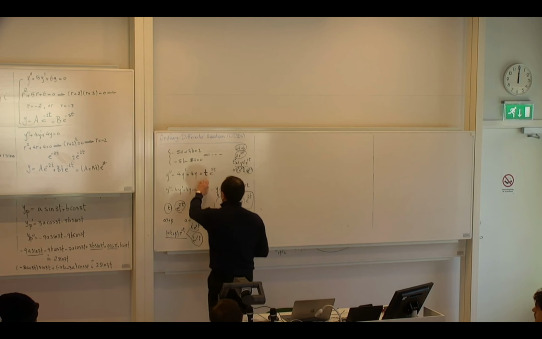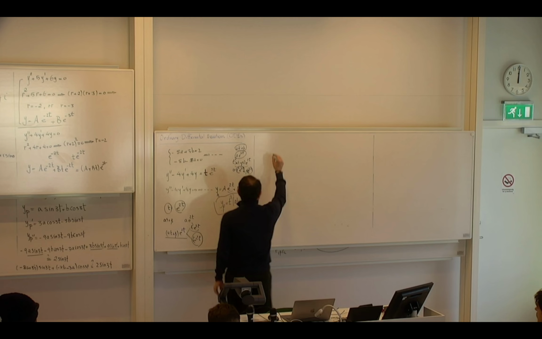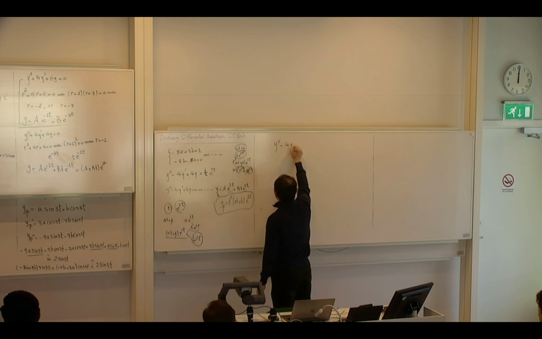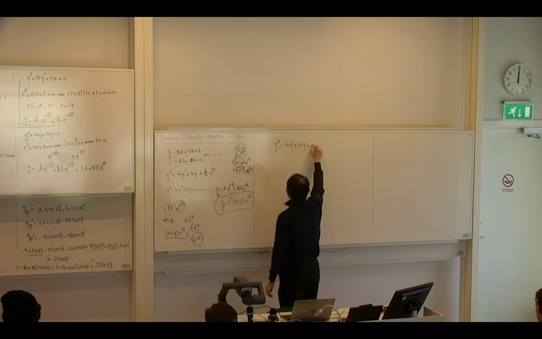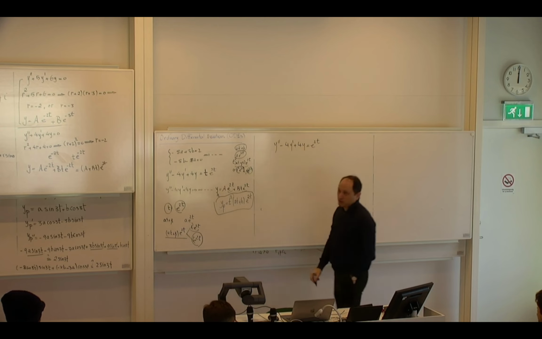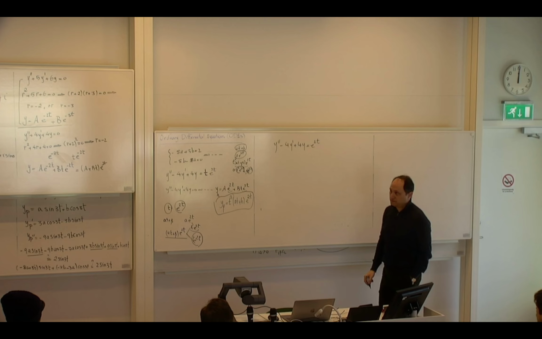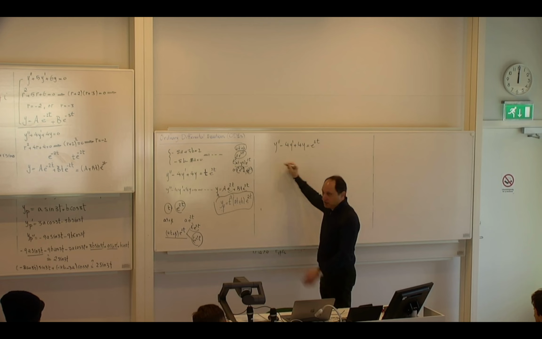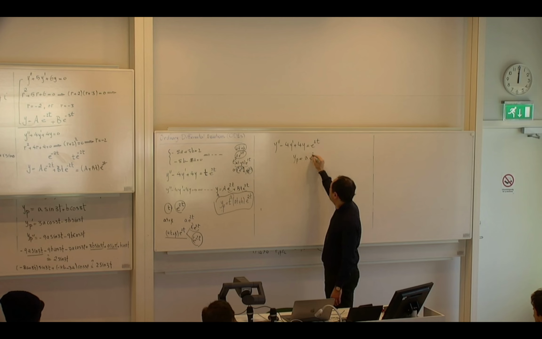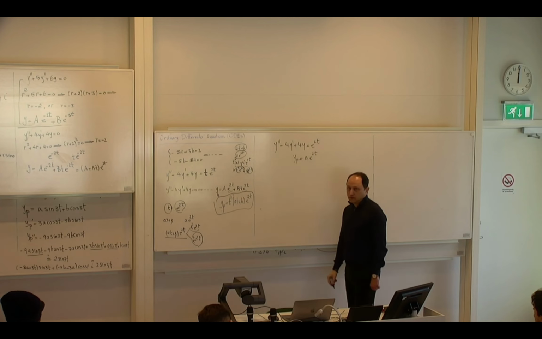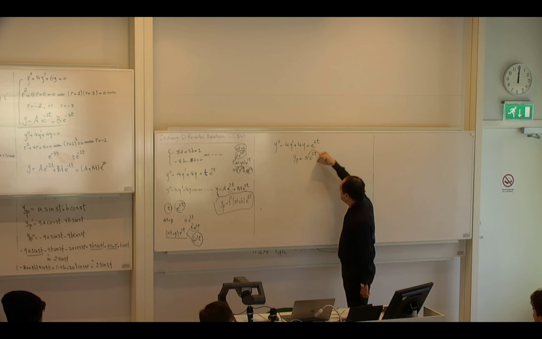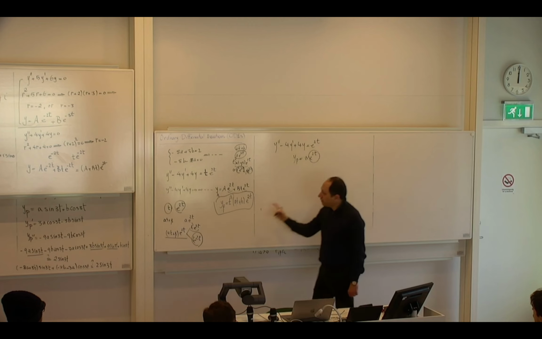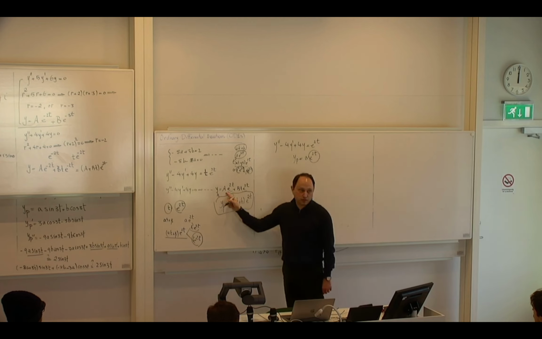For example, let me ask you one more question. If I have this one, can you tell me what will be your educated guess? Some e to the 2t. The standard guess is, because this is exponential, your standard guess should be a e to power 2t. But in this case it does not work. Why? Because this function is one of the solutions of the homogeneous one.